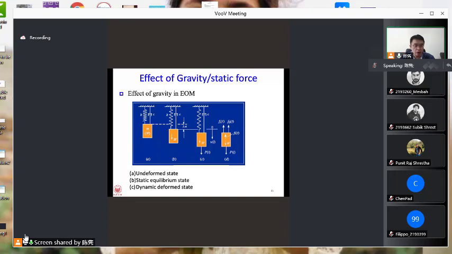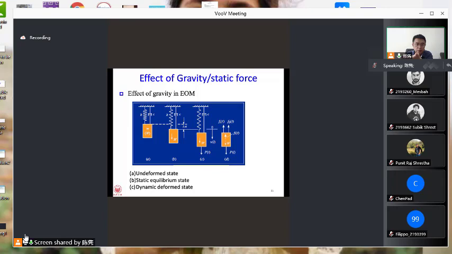This is the original case. You have a mass, and you have a spring and dashpot, and the spring is at its original state, which means there's no elongation, no compression, zero. There is no force here, and this is the original undeformed state. And then you can release this if you have a support. There's no release, no force in this case.